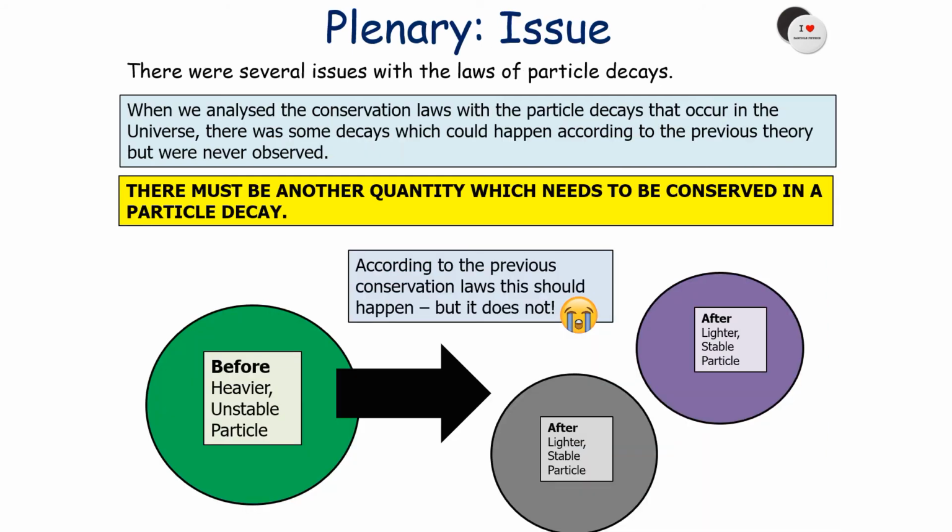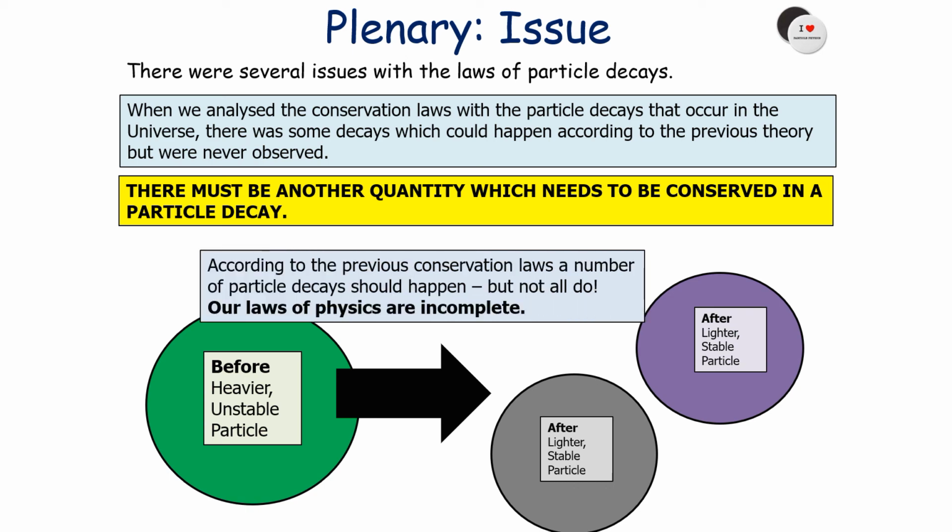Now, there were several issues with our laws of particle decays. When we analysed the conservation laws against the particle decays that occur in the universe, there were some decays that should happen and could happen, but don't happen, and we never observe them. So there must be another quantity which needs to be conserved in a particle decay. So our laws of physics were incomplete.